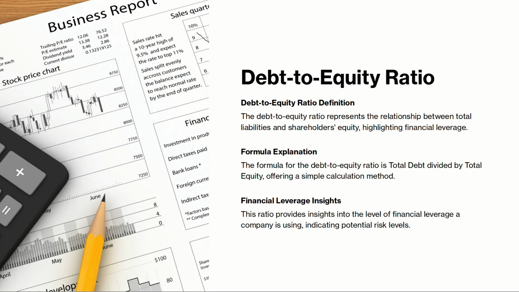Debt to equity ratio. The debt to equity ratio represents the relationship between total liabilities and shareholders' equity, highlighting financial leverage. Formula explanation. The formula for the debt to equity ratio is total debt divided by total equity, offering a simple calculation method. Financial leverage insights. This ratio provides insights into the level of financial leverage a company is using, indicating potential risk levels.